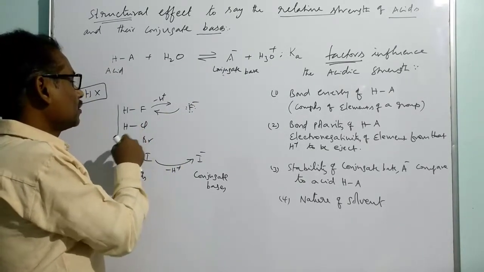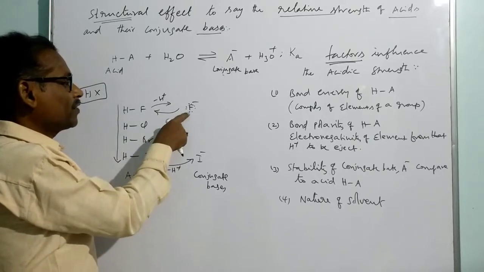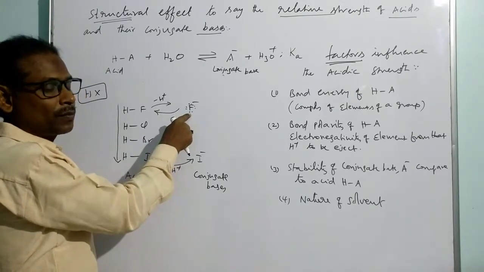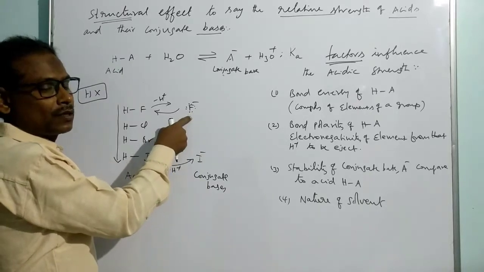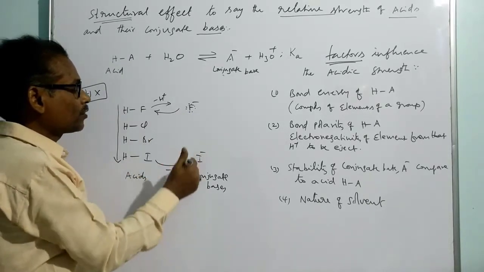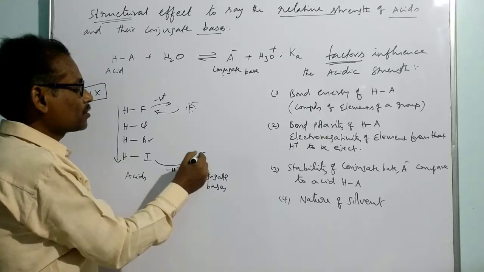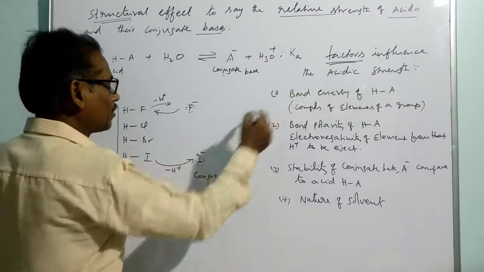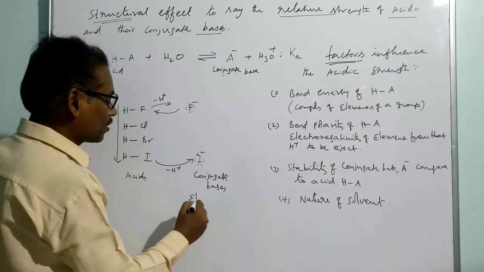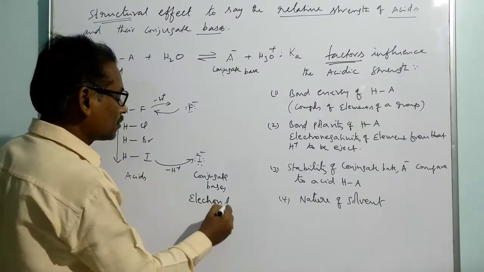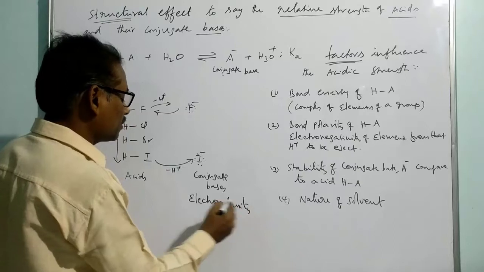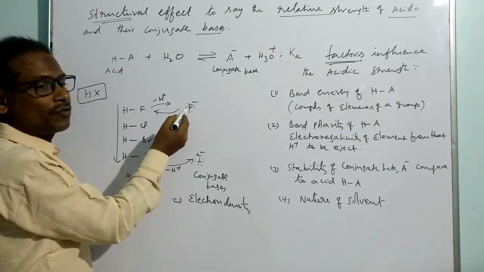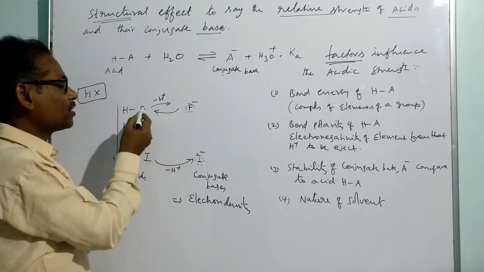That means it behaves as a strong base, because gain of proton is the function of a base. So among these two, which is more preferred to gain the proton based on electron density? Other than bond enthalpy, we can also say electron density is considered. This factor is higher for this one, which means it has more preference to take the proton and get back to HA.